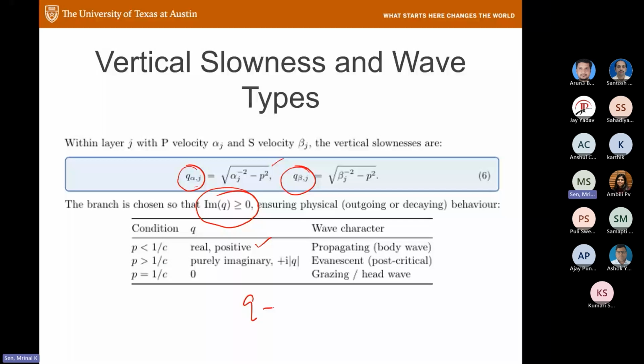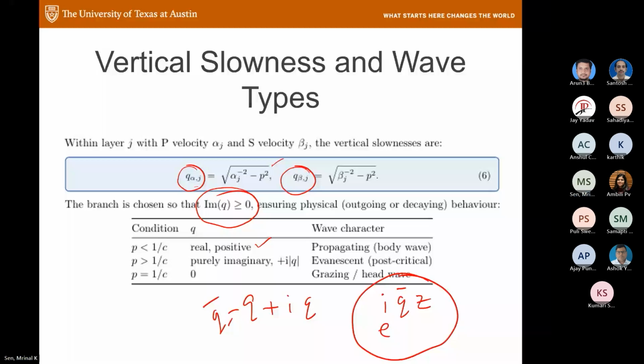Now remember, we have this e to the power i, let's call this q bar, i q bar z. So that's my phase term. And to make sure that it decays away from the vertical direction, we have to choose the right sign. Basically, you can use plus i or minus i depending on whether it's upgoing or downgoing.